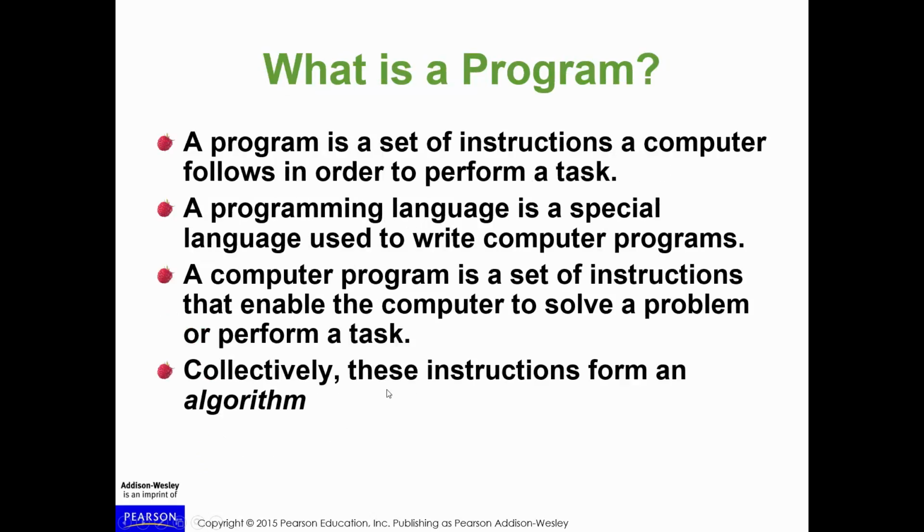And there are plenty of other ones. So what's a program? A program is a set of instructions the computer follows to perform a task. That set of instructions are typically known as an algorithm. Now, some books will also call it a recipe.